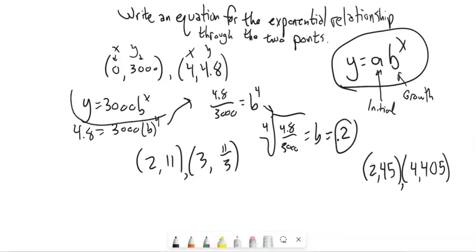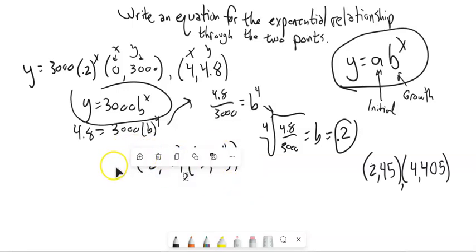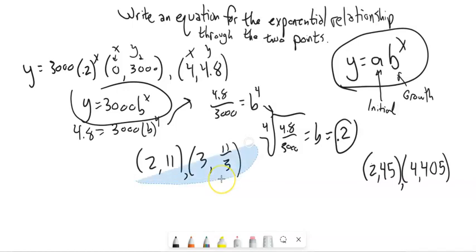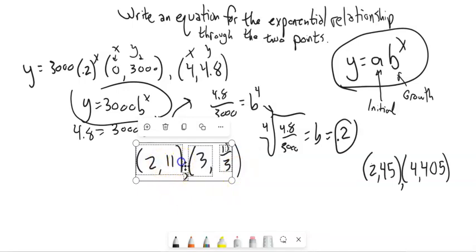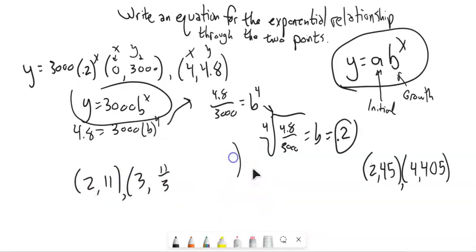So if I go back to this, I know my equation for this would be y equals 3,000 times 0.2 to the x. Now that was nice because it gave me the initial value. Notice this pair right here doesn't give me the initial value. So let's give ourselves a little bit of space and we can work on that.